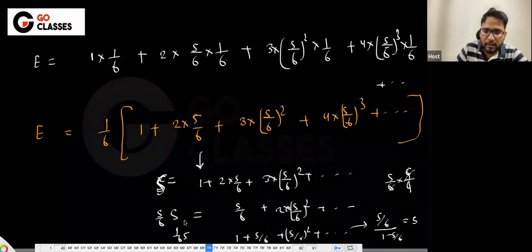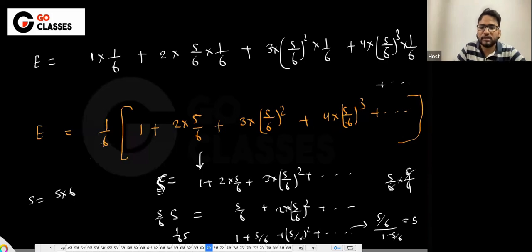So how much are you getting? This is basically S equal to 5 into 6. I think there is something wrong. The expectation is coming out to be 5 otherwise. Can you verify the calculation? This is 1 plus 2.